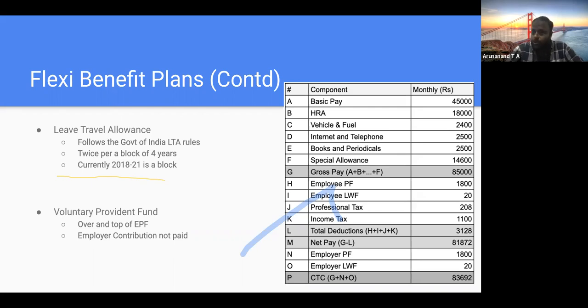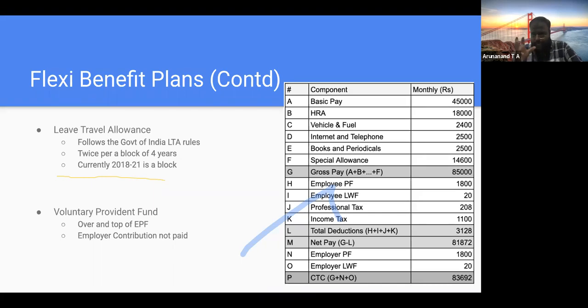Earlier, the special allowance was higher, so the income tax was also higher. If you look at row K, the income tax has come down. It was 3,000 something earlier. It's a random number just for illustration, but income tax will come down just because the special allowance is not taxable. So this is the way you design your pay slip, your pay structure. That's where the HR comes in.